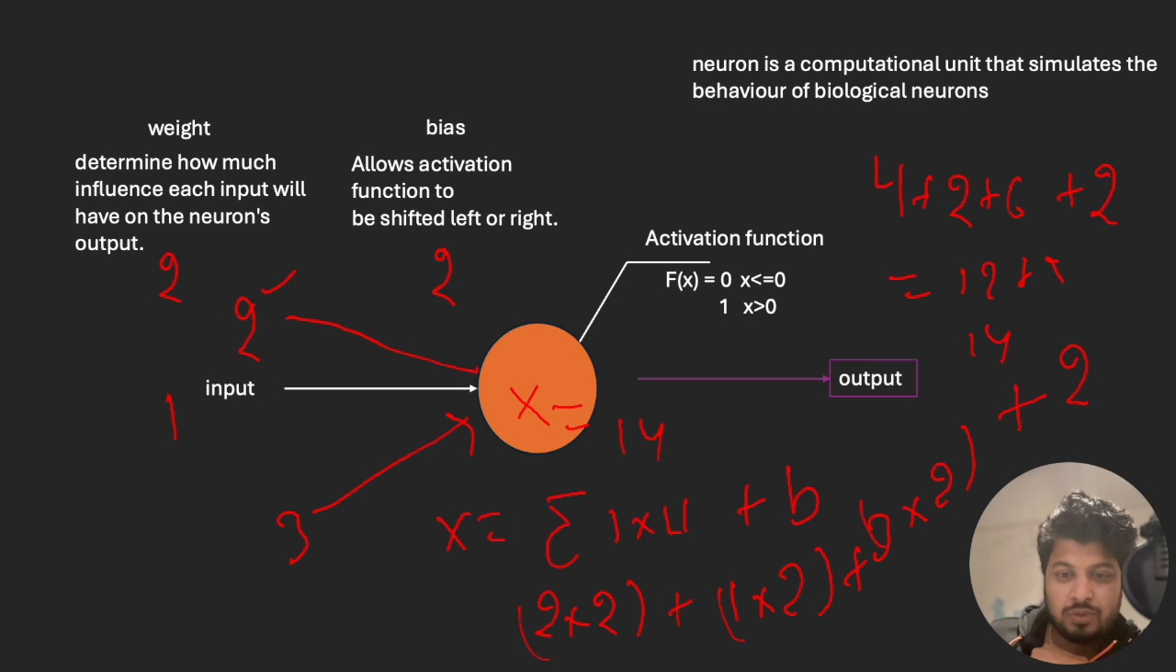Now on this 14 here, we will apply the equation f of x. So f of 14 here will be equal to how much? It will be equal to 1. That means this neuron will be activated. Super easy to understand, isn't it?